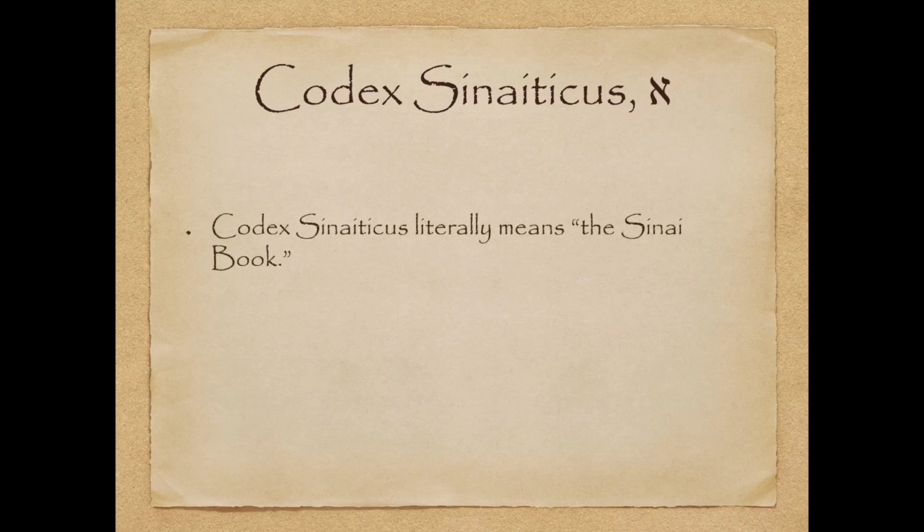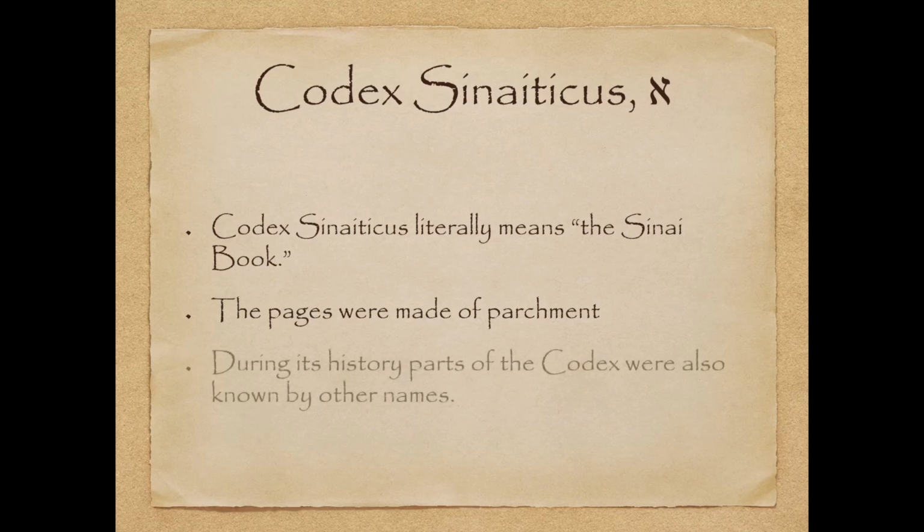Codex Sinaiticus literally means the Sinai book. Codex means book. The pages were made of parchment, and parchment is made of animal skins, primarily sheep, calves, and goats. During its history, parts of the Codex were also known by other names.